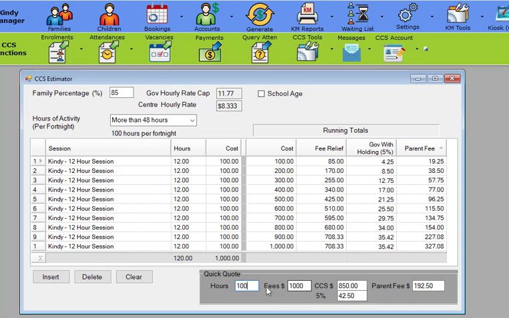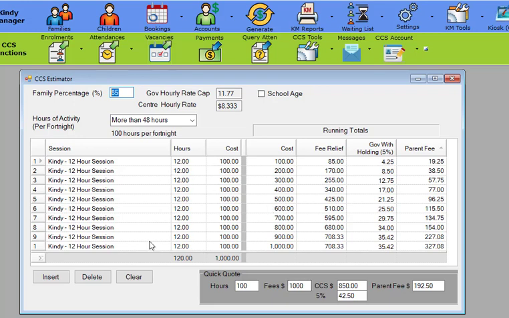Why is it so? Glad you asked. And the answer is always in the hourly rate. We've moved from $8.33 to a $10 per hour cap. And of course, we're getting 85% now of the $10 per hour. Simple.